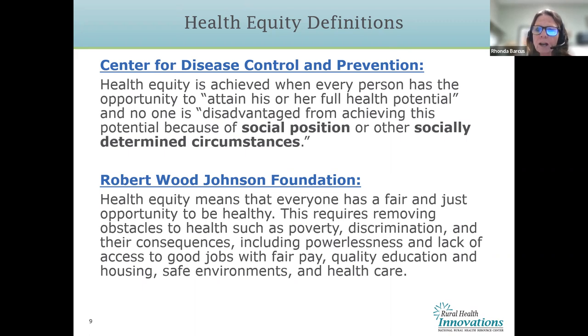And then the Robert Wood Johnson Foundation: health equity means that everyone has a fair and just opportunity to be healthy. This requires removing obstacles to health, such as poverty, discrimination, and their consequences, including powerlessness, lack of access to good jobs with fair pay, quality education, housing, safe environments, and healthcare. So very clearly, both of these definitions really look at the holistic view and the picture of the whole person, the picture of all the things that will influence health. Next slide.